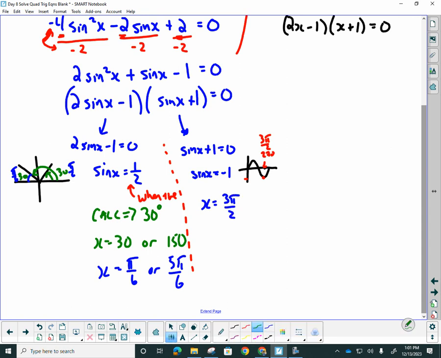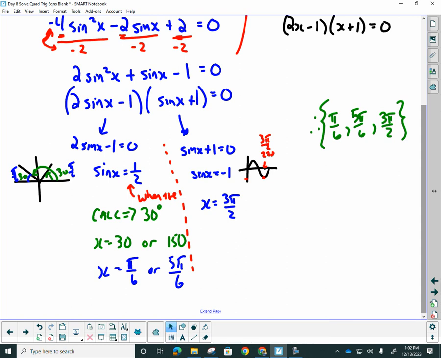And I'll finish then with my solution set as pi over 6, 5 pi over 6, and 3 pi over 2. In general, we would add 2n pi to each of those. Okay, so again, we're just slowly building on the same concept over and over again.